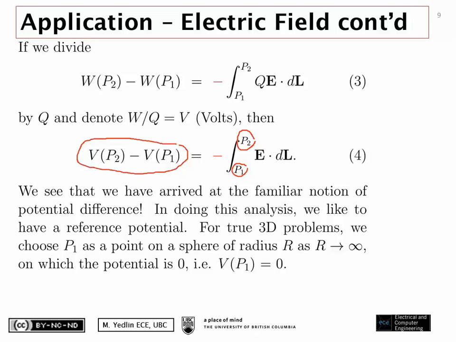We would also like, and it's important in many engineering problems, to have a reference potential. So it turns out in true 3D problems, we choose P1 as a point on a sphere of radius r that's infinitely far away. So the radius of the sphere approaches infinity, and at that radius we choose the potential to be 0. It's a little more difficult in cylindrical coordinates, but we'll talk about that in classroom activities.